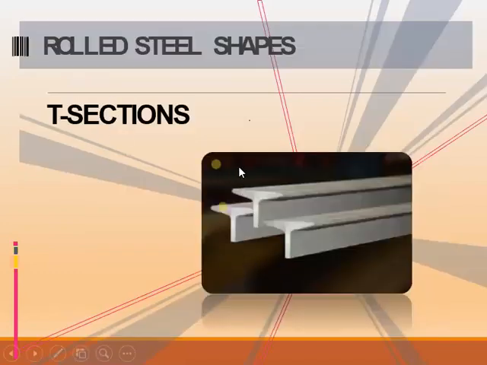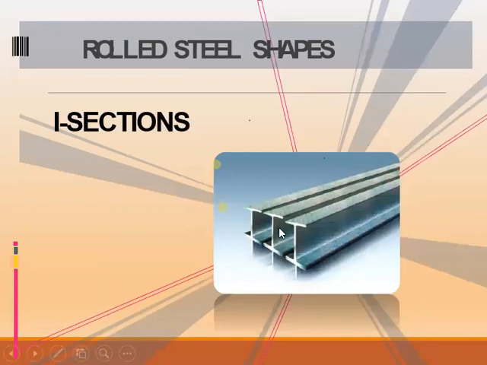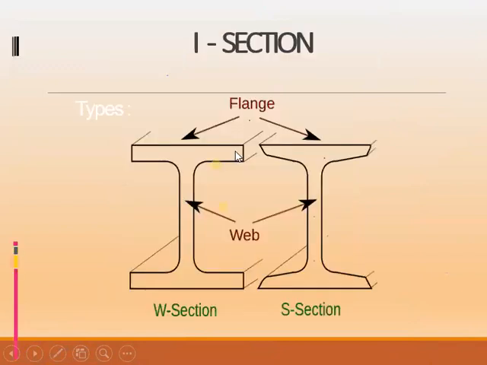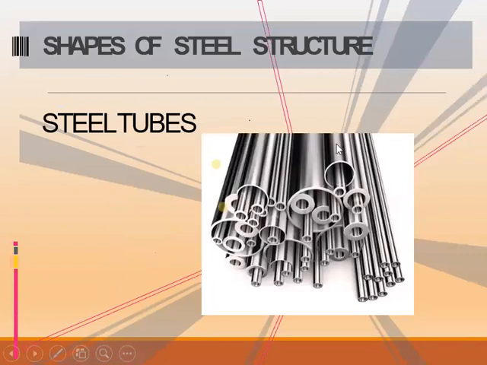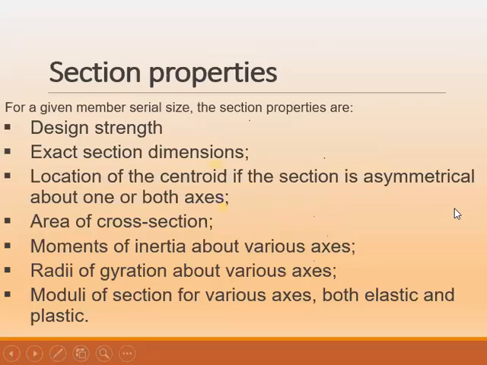You see, this is the typical T section. Typical T section. Then you see the I section is this one. You can note the length of the flange here, as well as the length of the web. You see, it is this much. This is the flange, this is the web. These are steel tubes. I think you can see them. See? Yes.